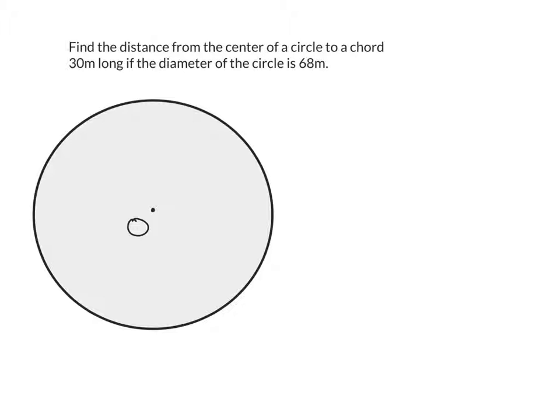All right, here we've got to find the distance from the center of a circle to a chord 30 meters long, if the diameter of the circle is 68 meters. Okay, that's interesting. Well, let's draw a chord in here because that's a thing to do. That looks good, and let me position that a little better. There we go. I like that. Okay, so let's say that chord right there is 30 meters long.